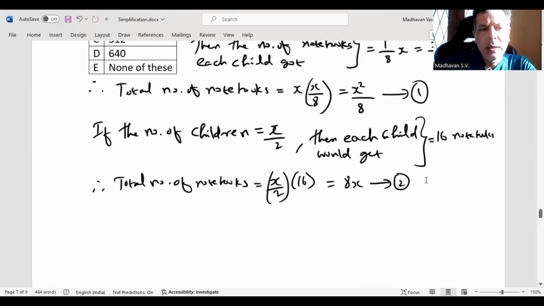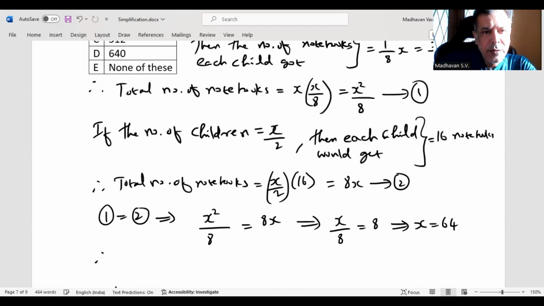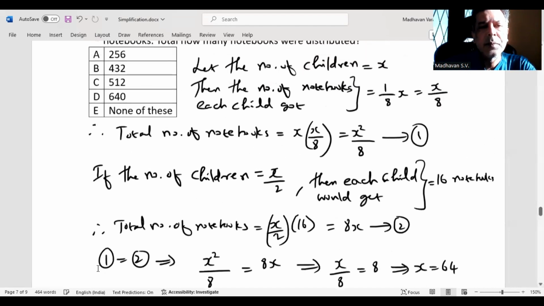Both 1 and 2 are denoting the number of notebooks. We can equate. We get x square by 8 is equal to 8x. So that implies x by 8 is equal to 8, dividing both sides by x, which means x is 64. Therefore, what is the question?